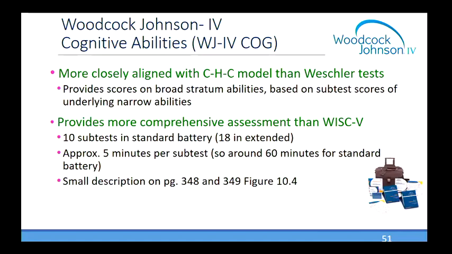Why do we not use the Woodcock rather than the WISC? Well, people are trained on the WISC. So that's what they generally go with. But there's definitely some advantages to the Woodcock one. Have a look on page 348, 349, and in particular, figure 10.4.